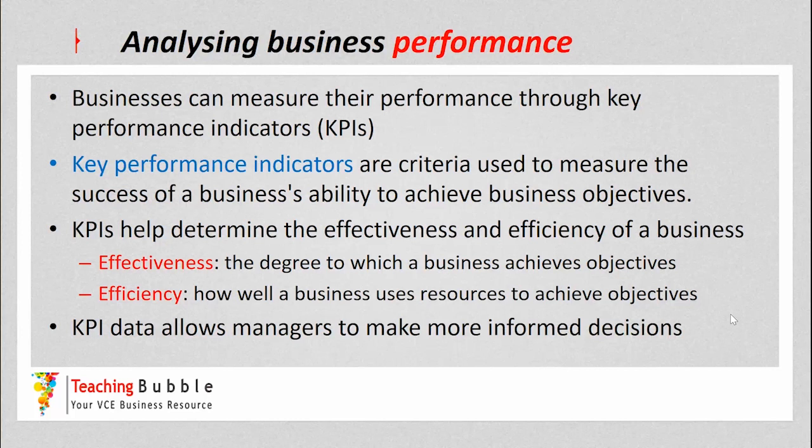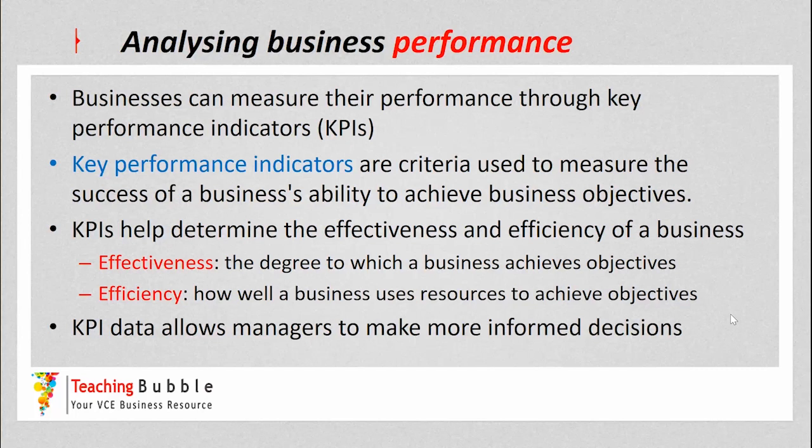Today we're going to go through how businesses can use key performance indicators to help measure their performance. So KPIs, or key performance indicators, are the criteria used to measure the success of a business's ability to achieve their objectives. Obviously, businesses are looking to become more effective by achieving their objectives, and to achieve those objectives as efficiently as possible. KPIs can help measure that effectiveness and efficiency, and that's what they can be used to do.